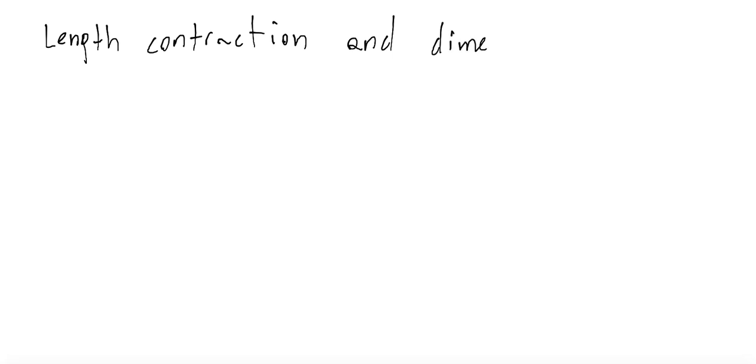So the topic is length contraction and time dilation. First of all, I hope that you remember that both time and length measured by different observers can be different. So at first, let's focus on the definition of what the proper time is. So write: proper time.